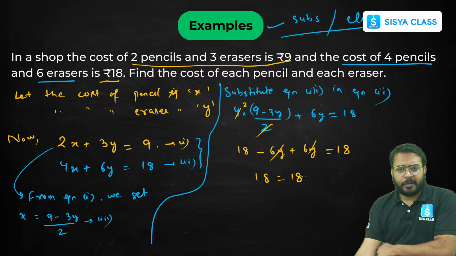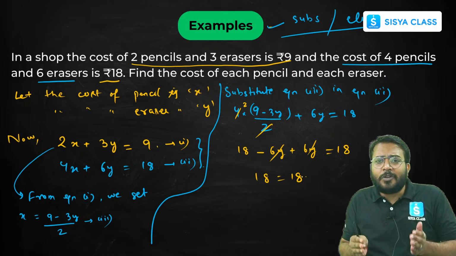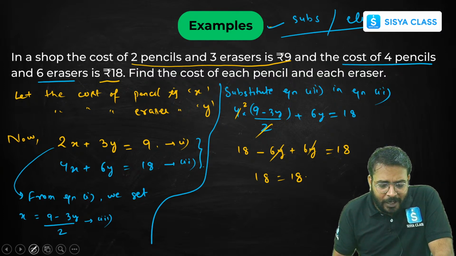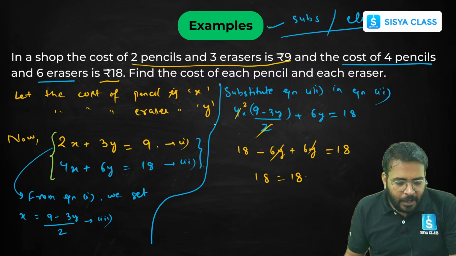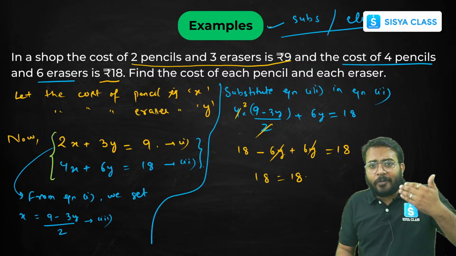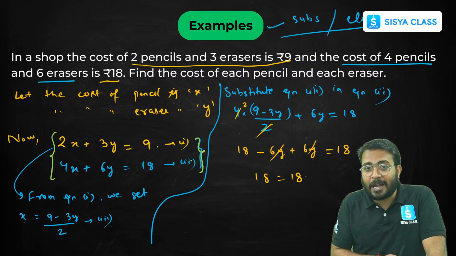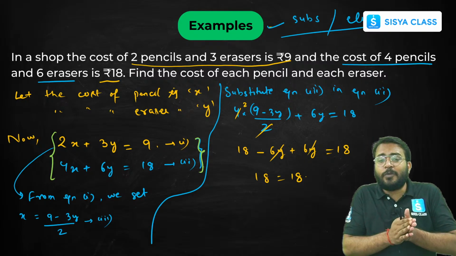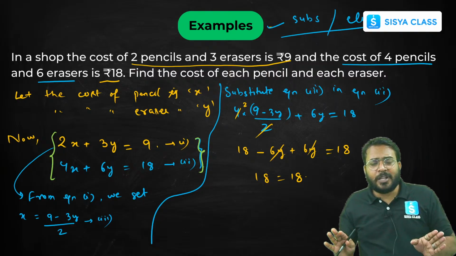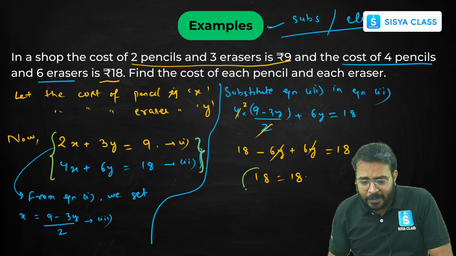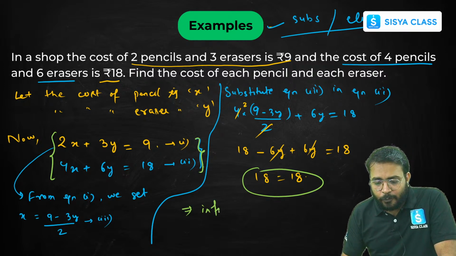Sir, what happened? Why do the LHS and RHS become equal? Because these two equations which you have framed are showing a pair of coinciding lines. That means they are going to have infinite solutions, and this is the reason that when you substituted the value of one variable in your second equation, both LHS and RHS became equal. Understood my point? This represents that there are infinite solutions.